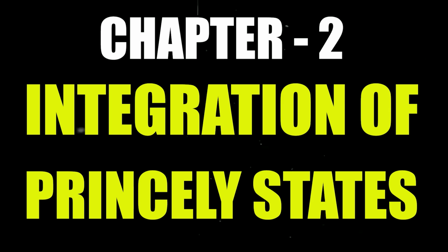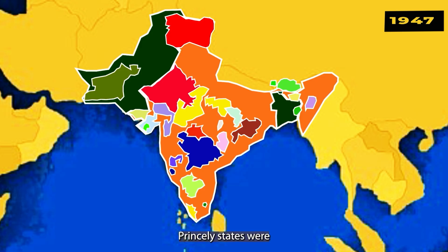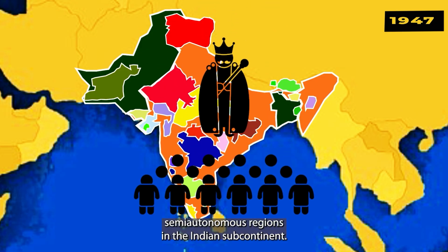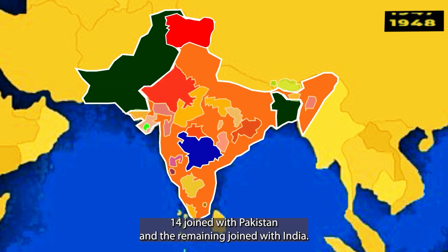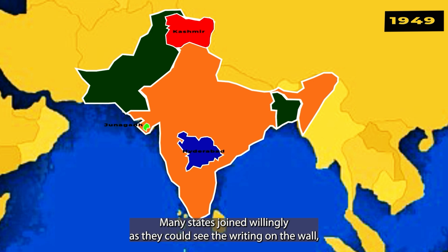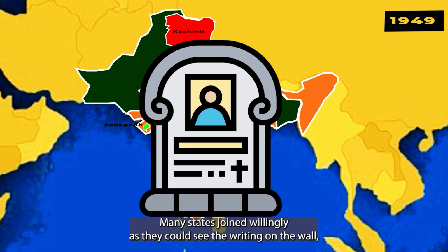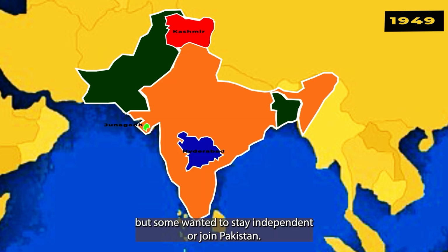Integration of princely states. Princely states were semi-autonomous regions in the Indian subcontinent. Those rulers maintained internal sovereignty but accepted British supremacy. Out of 562 princely states, 14 joined Pakistan, and the remaining joined India. Many states joined willingly as they could see the writing on the wall, but some wanted to stay independent or join Pakistan.